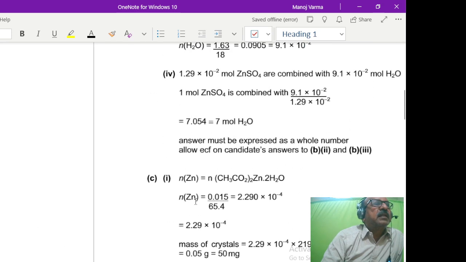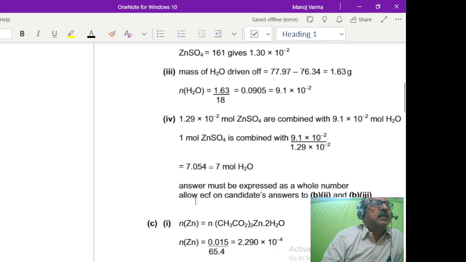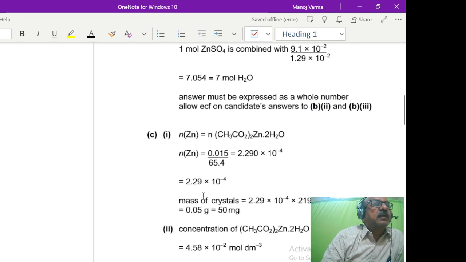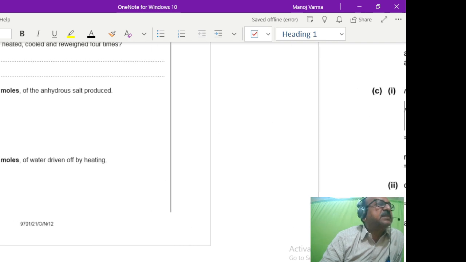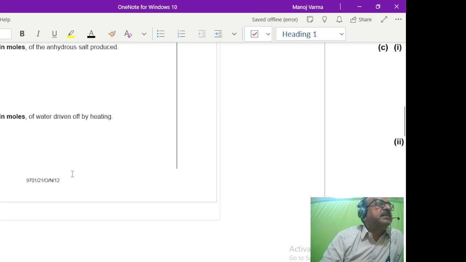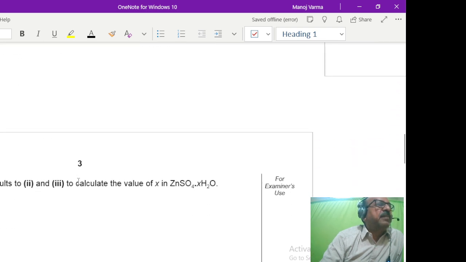Right, so see, you have found out the number of moles, because the relative atomic mass of zinc is 65.4. This is 15 milligram, and you must have the mass in grams. So please, you'll have to make this change, right? You'll have to make this change.